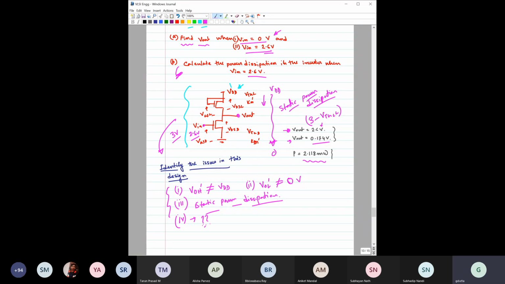Then compared to the previous design, what is the plus point? The plus point is that we are able to replace the most area consuming resistor with a transistor. I think with this we need to stop here because it is already one.